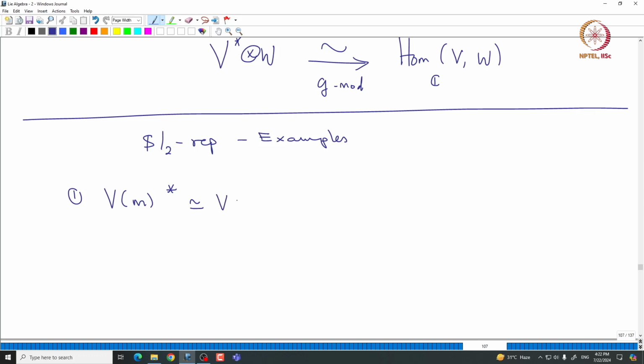So, that means there is this natural isomorphism between V of m star and V of m. Maybe I will leave it to you to actually write down. Okay. So, write down the explicit map in this isomorphism.